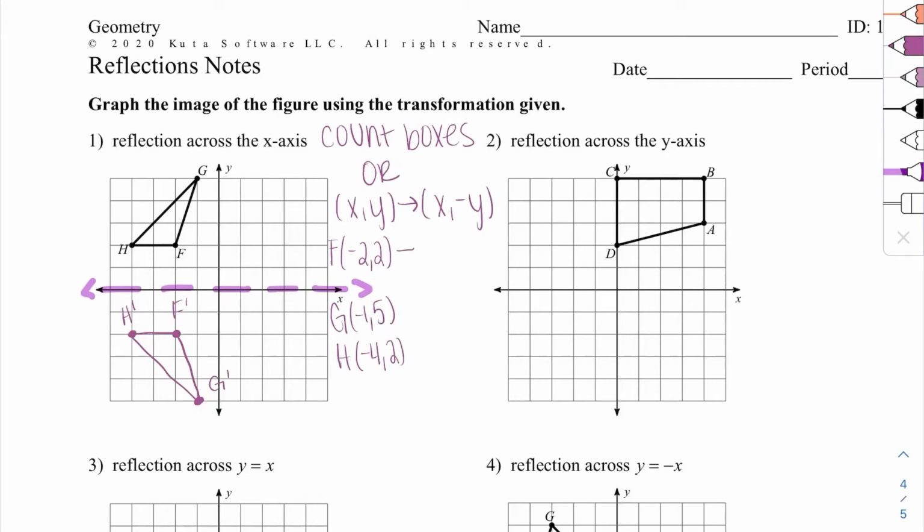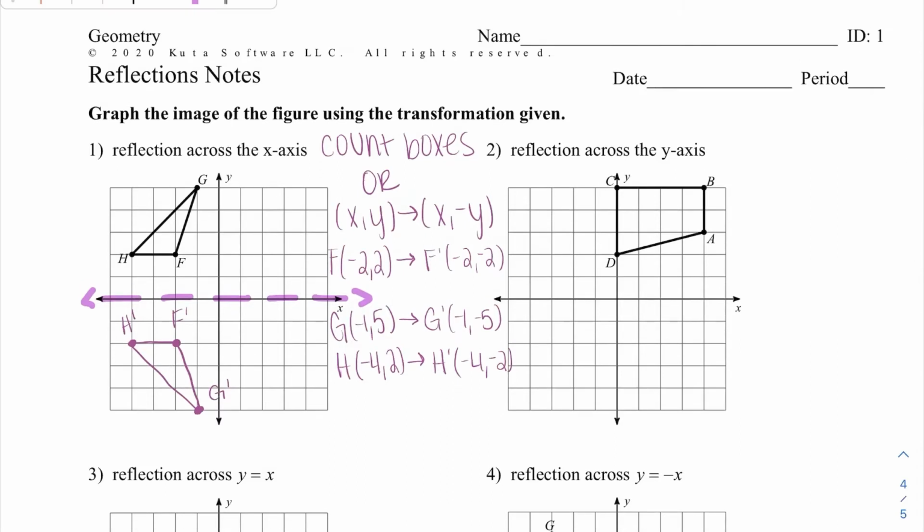Now remember, to apply the rule, we just need to change the sign of the y value. So point F will change to -2, -2. Point G will change to -1, -5. And finally, point H will change to -4, -2. And if you go on your graph and go to the points -2, -2, -1, -5, and -4, -2, you will see that they are in the same position as the F prime, G prime, and H prime that we already graphed. This just demonstrates that counting the boxes or using the rule both work.